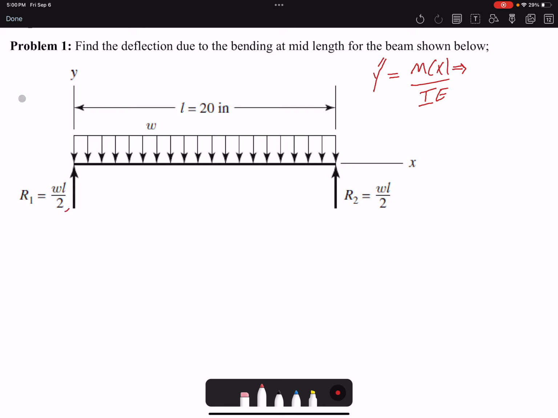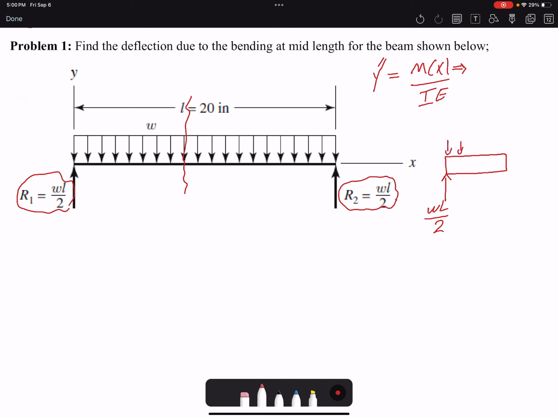Here the reaction forces have already been determined. Even if they weren't, we would have been able to find them using static equilibrium. Our first step is to make a section cut. And now we can keep the right or left side. Here I'm just going to keep the right side. Right, R1 or WL over 2.